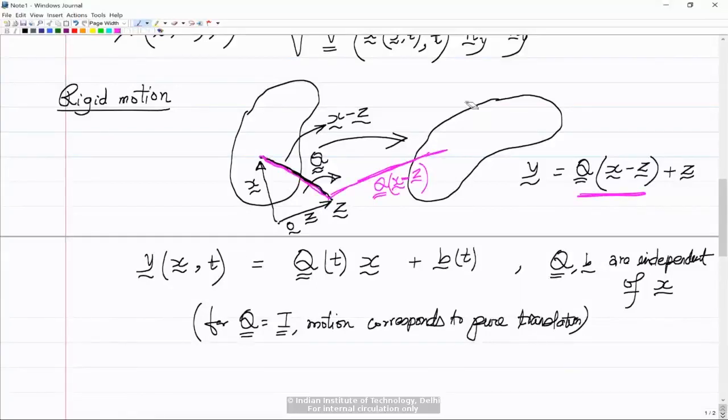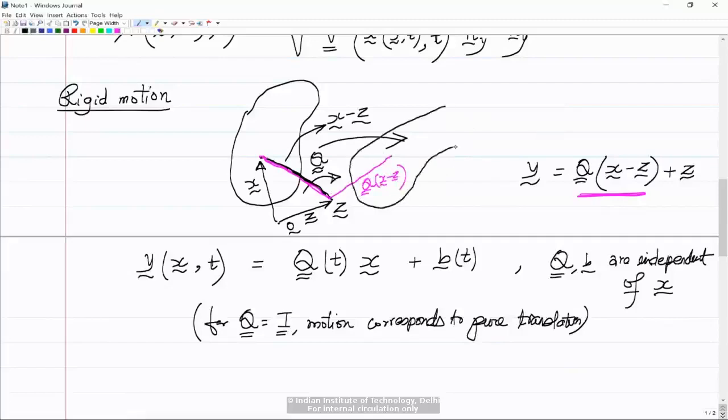So, but maybe I can redraw it. So after rotation, it has to become Q times x minus z. And we know that since it corresponds to rigid motion, the body would be something like this. Yeah. So now this is nicer.